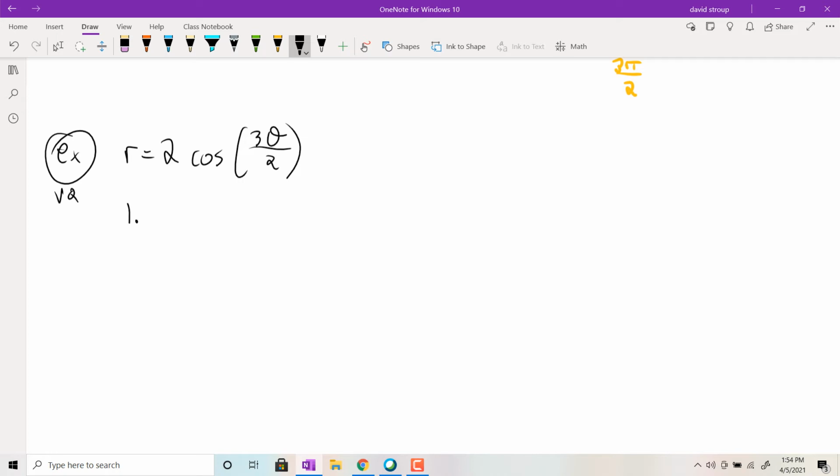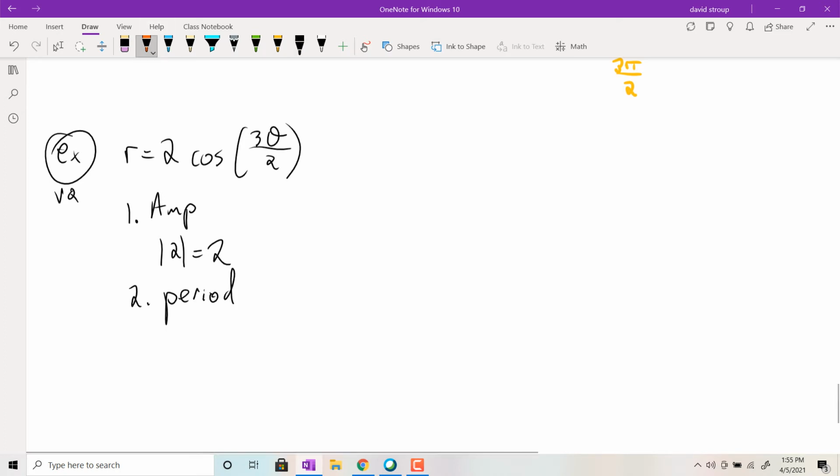Generally, when I plot trig functions, I go through and get the amplitude first. The amplitude here is the absolute value of whatever is in front of the cosine function or sine function. In this case, it's just 2. Then I'll get the phase shift and the period. There is no phase shift here. The period, to figure that out, you just take whatever's inside the cosine function and wedge it in between 0 and 2 pi. So you have 3 theta over 2, wedge it in between 0 and 2 pi, and then solve for theta. Okay, so multiply all 3 sides by 2/3.